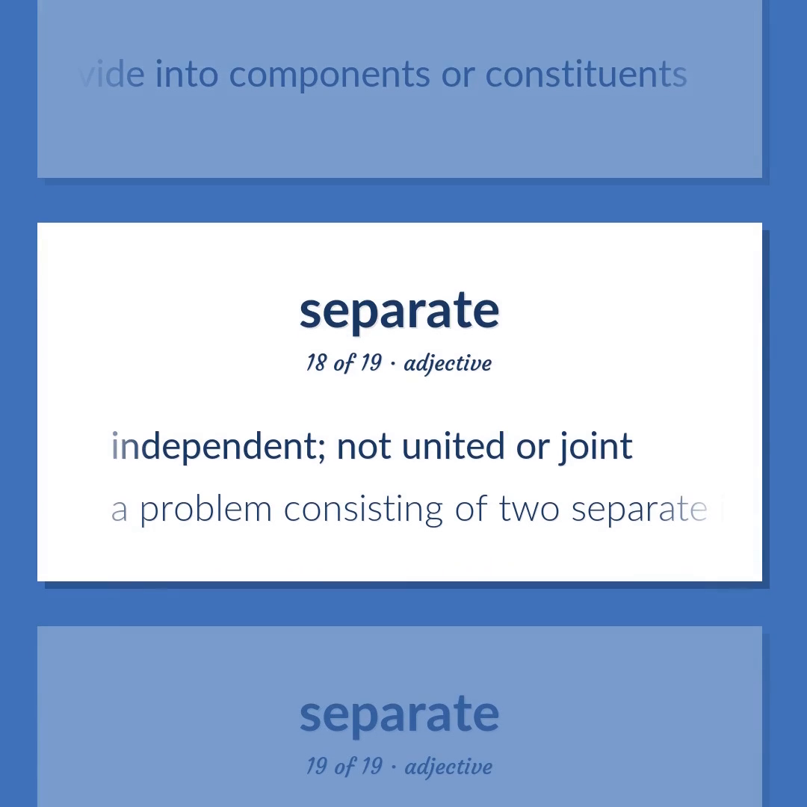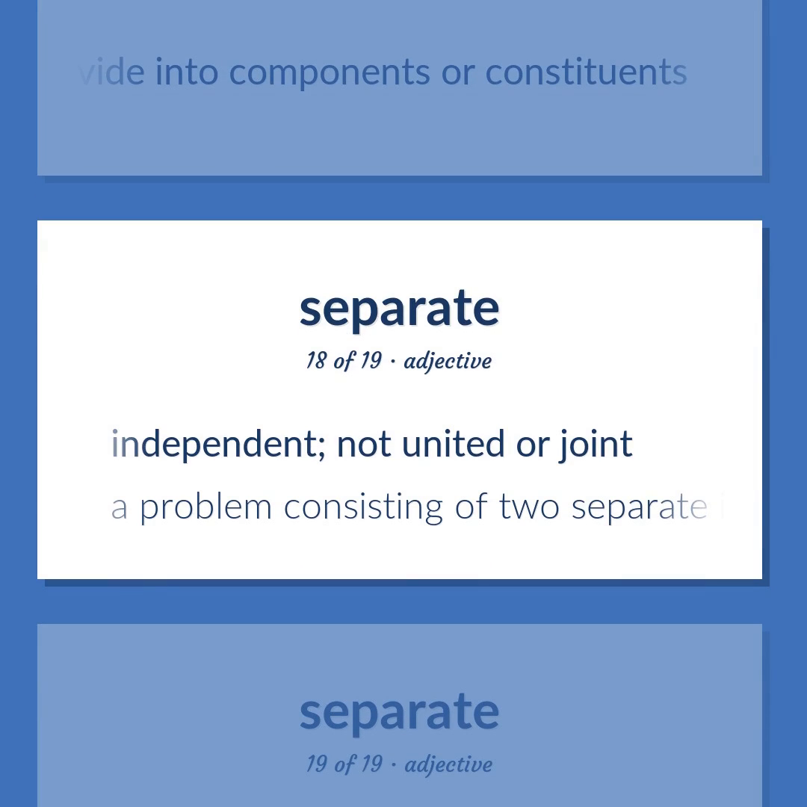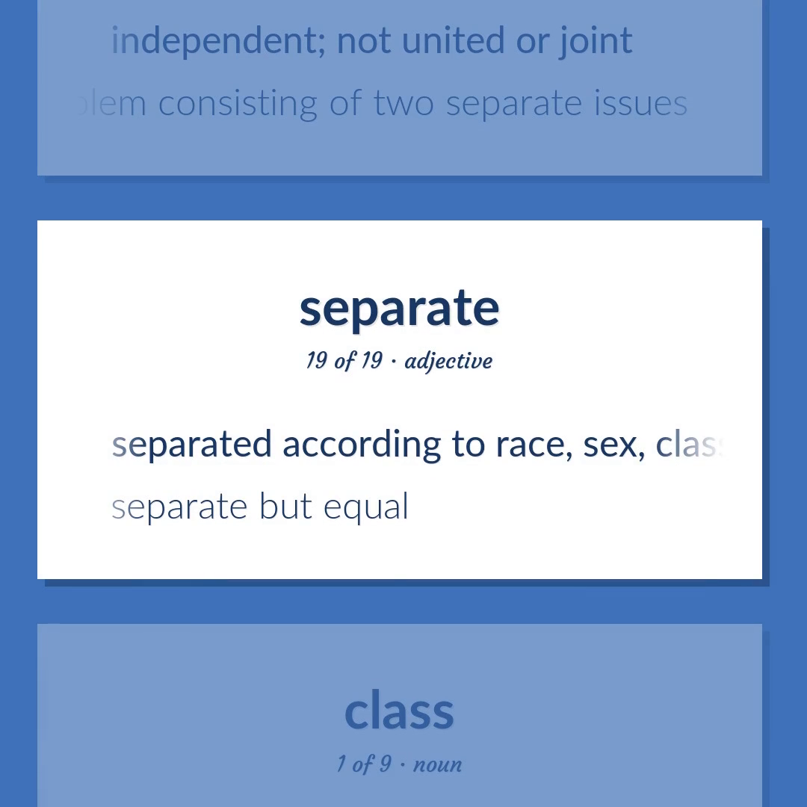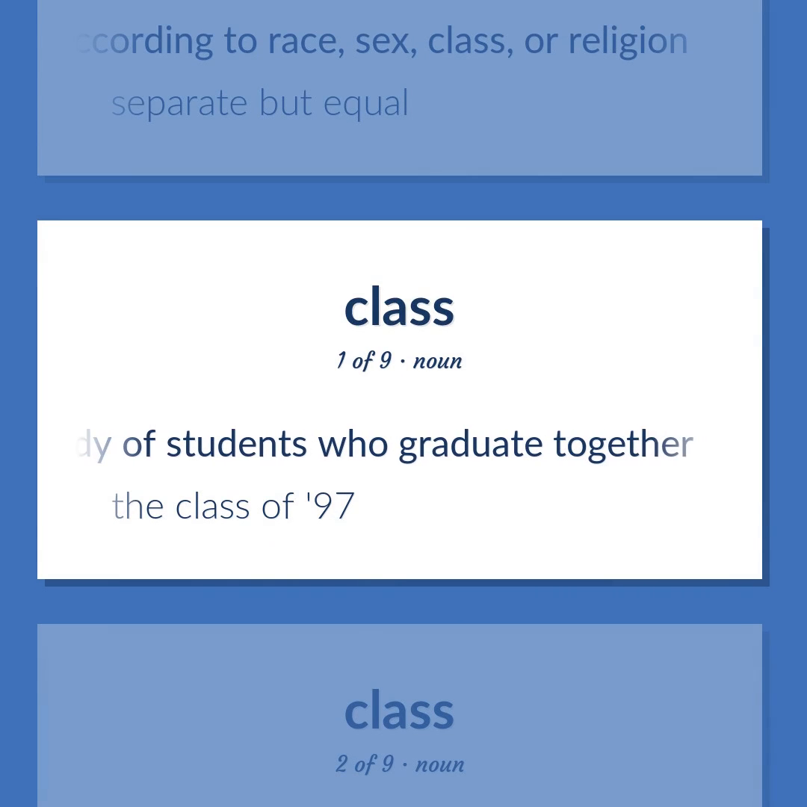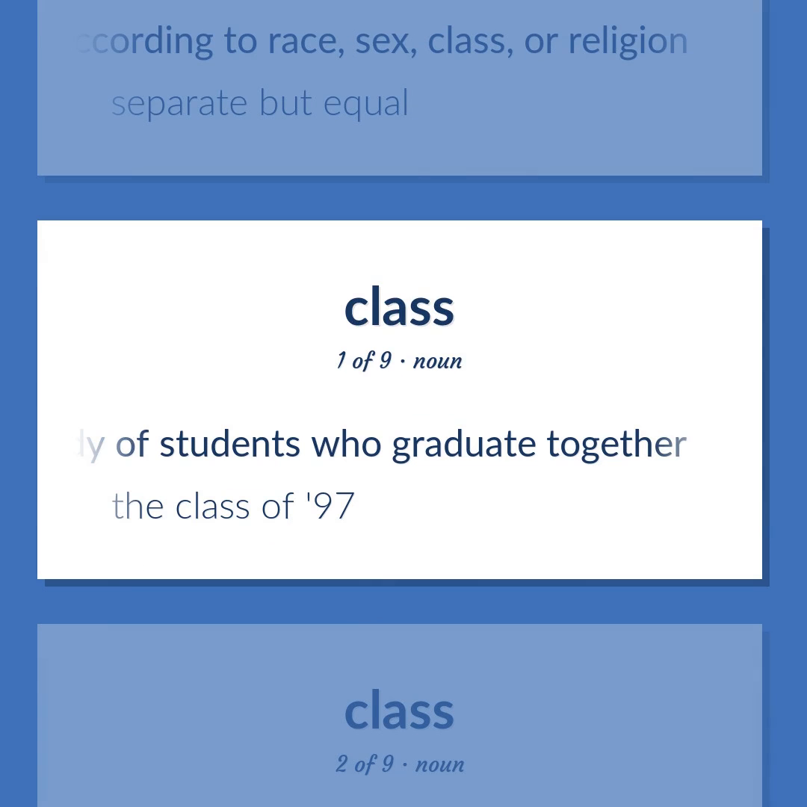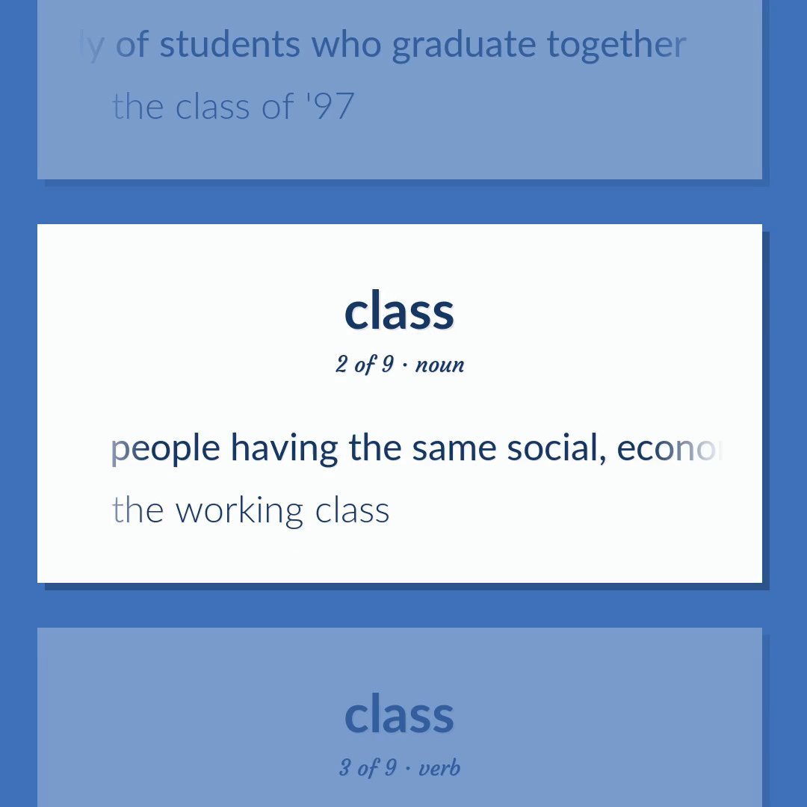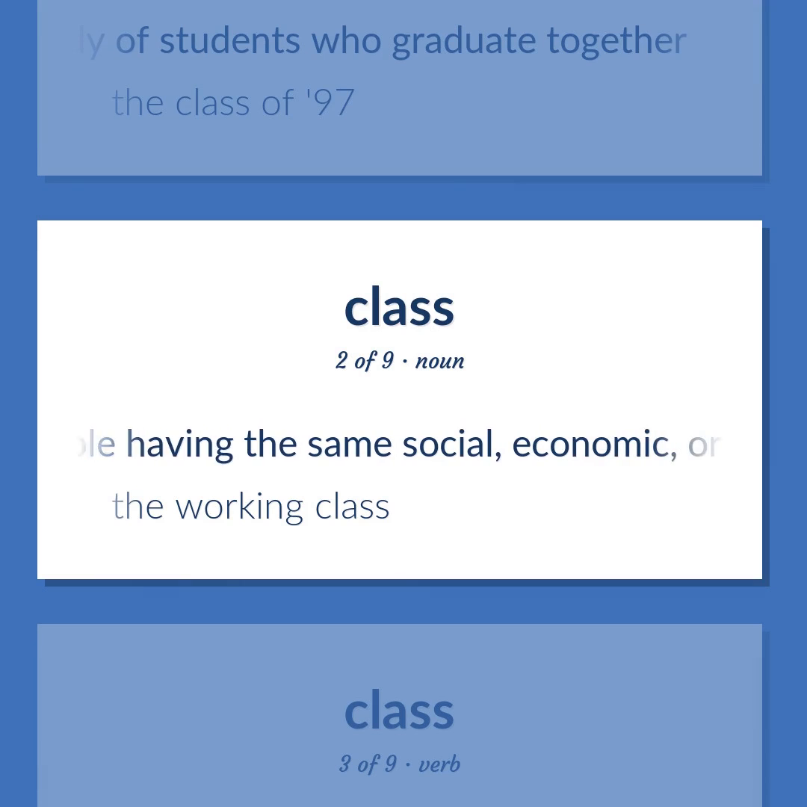Independent. Not united or joint. A problem consisting of two separate issues. Separated according to race, sex, class, or religion. Separate but equal. A body of students who graduate together. The class of 97. People having the same social, economic, or educational status. The working class.